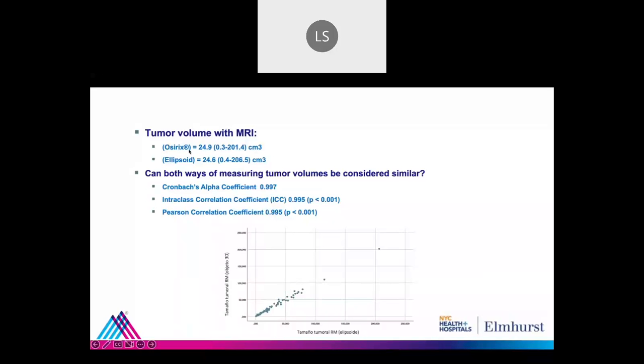So this was the mean tumor volume using the Osirix program with the MRI, and this was the mean tumor volume using the ellipsoid formula with the MRI. As you can see here, it was pretty much the same. And then we ran these statistical tests, the Cronbach alpha coefficient, the ICC, and the Pearson coefficient, and they all show that there was a significant correlation between both of them, and they were pretty much the same. The closer these numbers get to 1, the more similar they are.